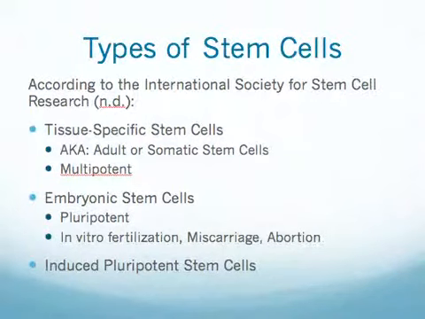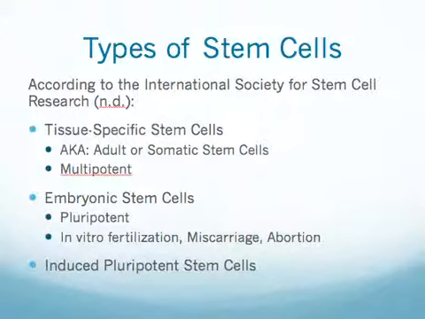Okay, now the types of stem cells. There are three major types of stem cells according to the International Society for Stem Cell Research. They define the types as tissue specific stem cells, embryonic stem cells, and finally induced pluripotent stem cells.